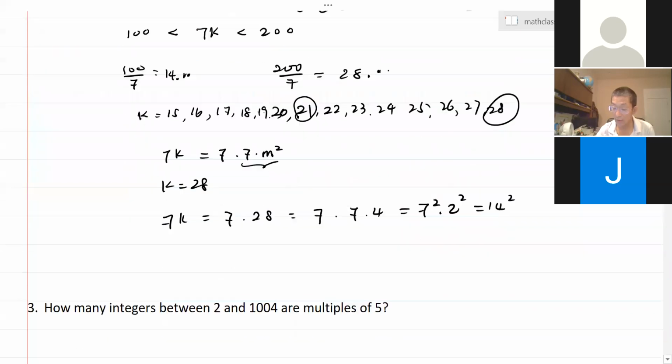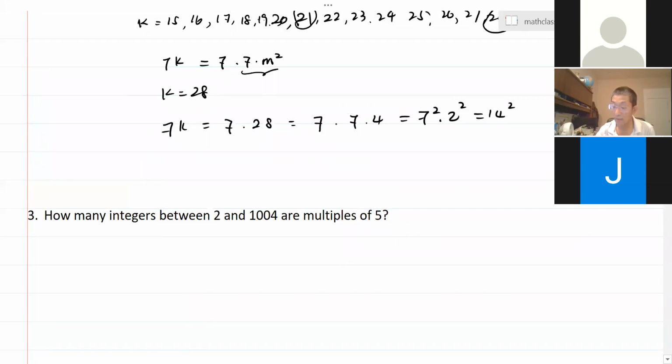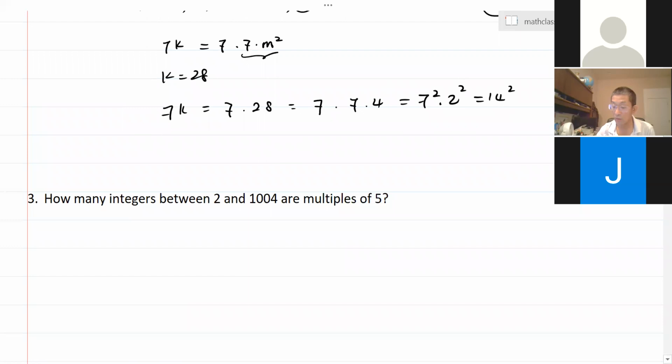All right. So let's take a look at this. You can work on that. How many integers between 2 and 1004 are multiples of 5? Now this problem is even simpler than the previous one, right?